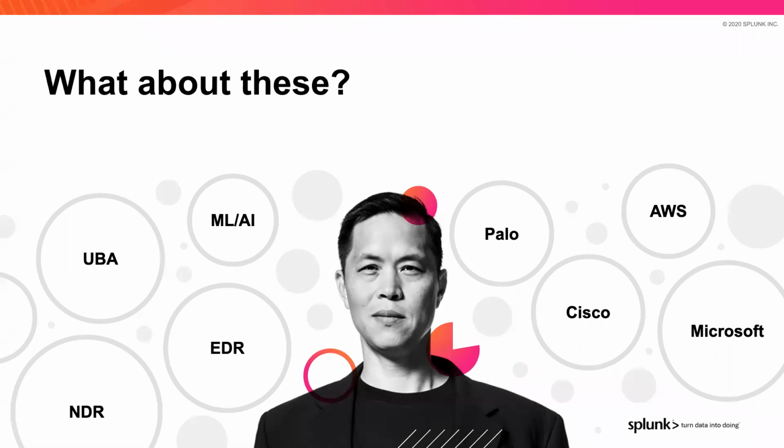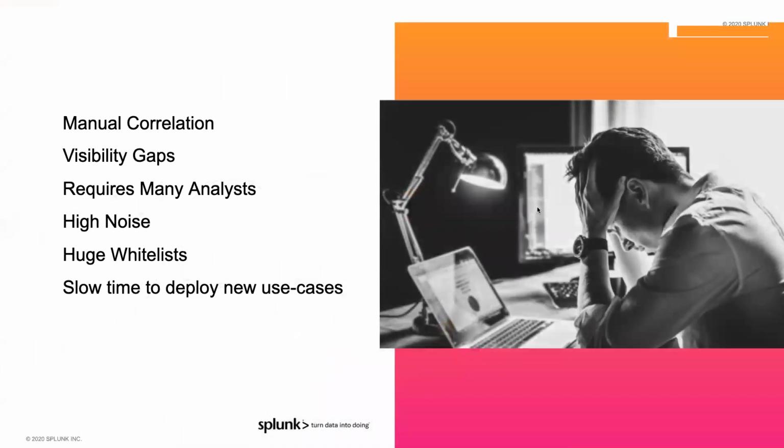But at the end of the day, this is where we're at. We have manual correlation for our analysts. We have huge gaps because there's no way to look at every alert. And we need a huge army of analysts and engineers to handle this beast. So what is the better solution, and can we make that happen using the tools at hand?